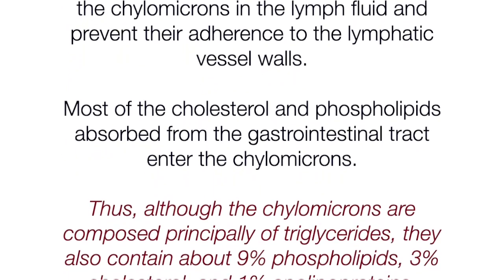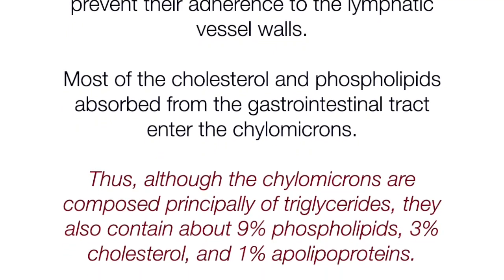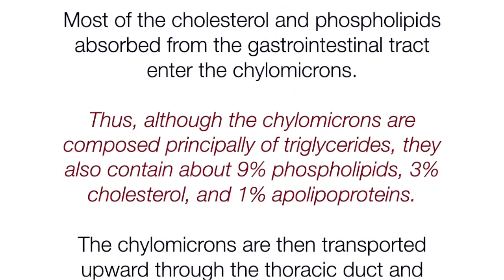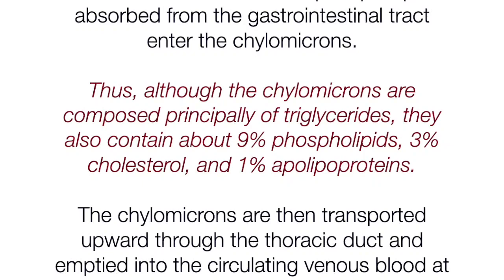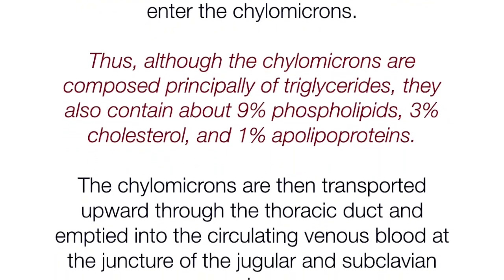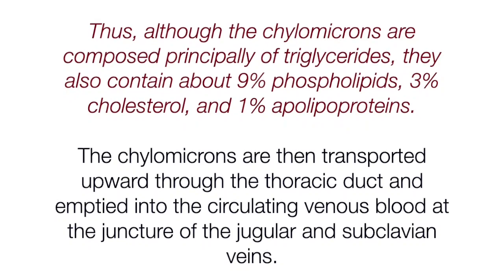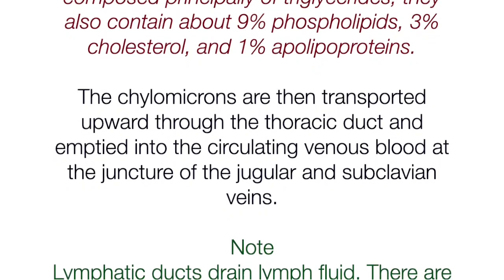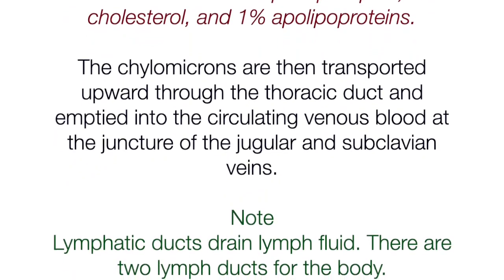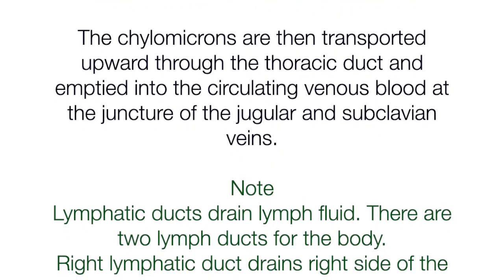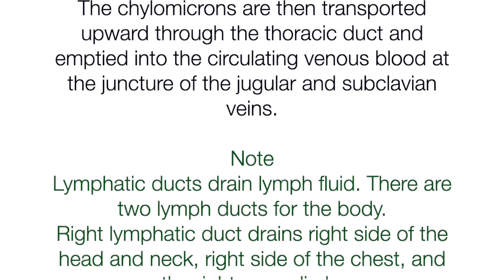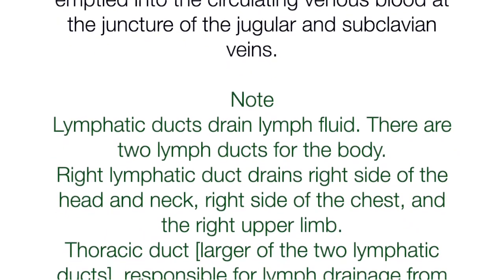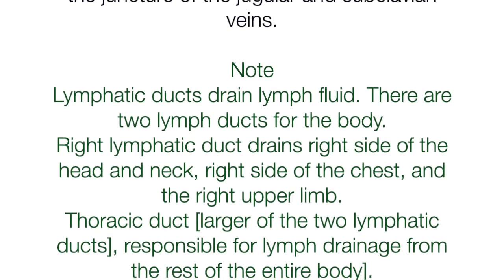Most of the cholesterol and phospholipids absorbed from the gastrointestinal tract enter the chylomicrons. Thus, although the chylomicrons are composed principally of triglycerides, they also contain about 9% phospholipids, 3% cholesterol, and 1% apolipoproteins. The chylomicrons are then transported upward through the thoracic duct and emptied into the circulating venous blood at the juncture of the jugular and subclavian veins.